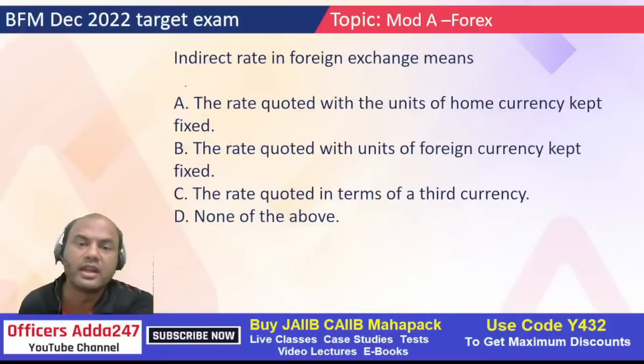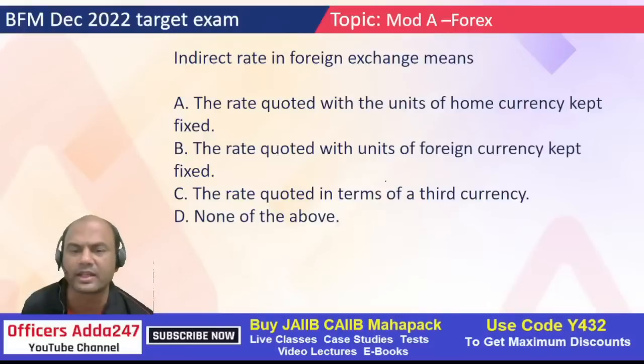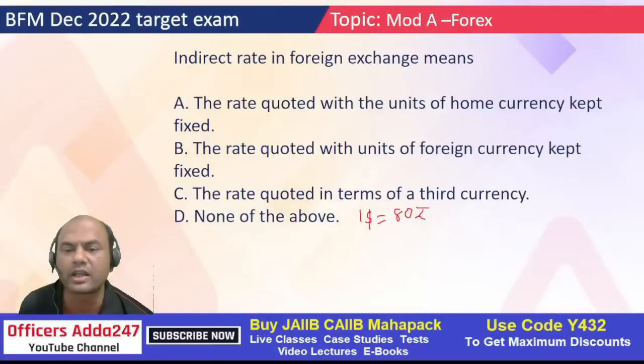Next, indirect rate in foreign currency means indirect. What is the difference between direct and indirect? If I tell you this way, $1 equals 80 rupees, what is this, direct or indirect rate? Who can give me the answer? $1 equals 80 rupees. Is it direct or indirect? Everyone type fast in the comment section. It's direct, right? When the dollar is constant, remember this.